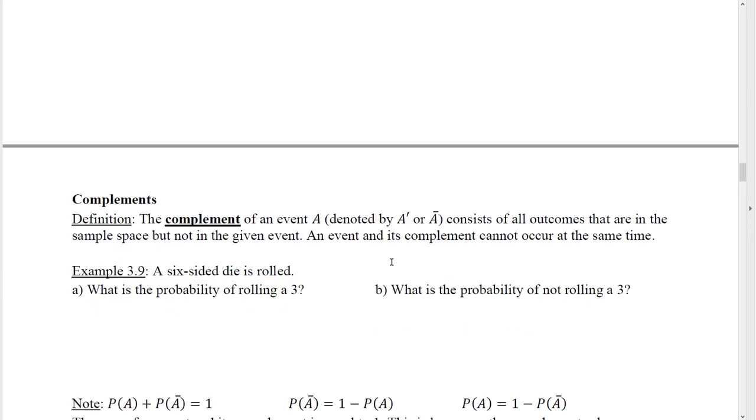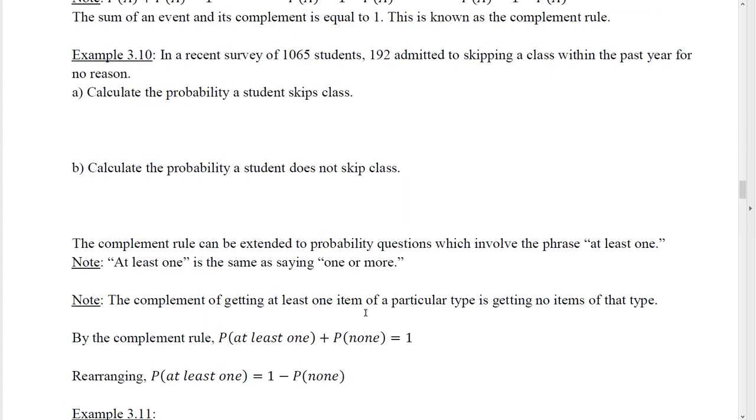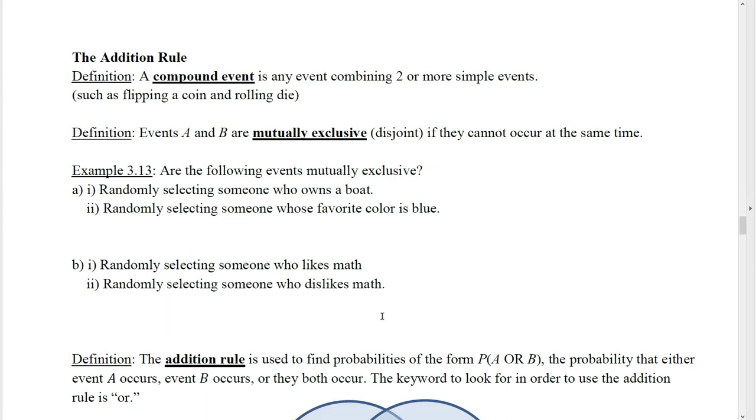The other key term to know is complement. The complement means the probability it did not happen. For a single six-sided die, the probability I roll a 3 is one out of 6, so the probability of not rolling a 3 would be 1 minus that value. That's all the complement is saying: 1 minus the probability it actually occurred. And then finally, the word or means to add. So if I say the probability A or B happens, that's when you're going to use the addition rule.